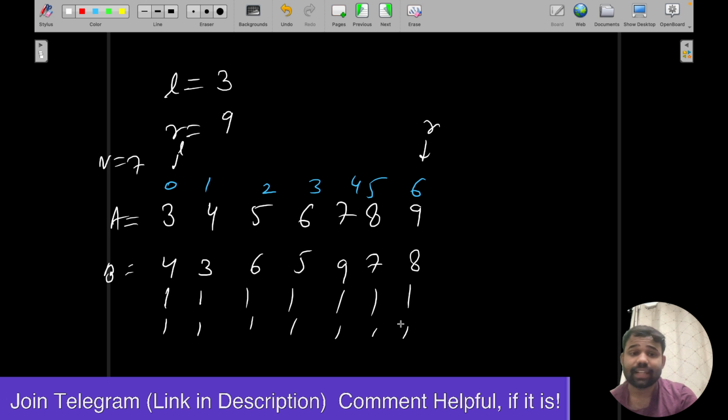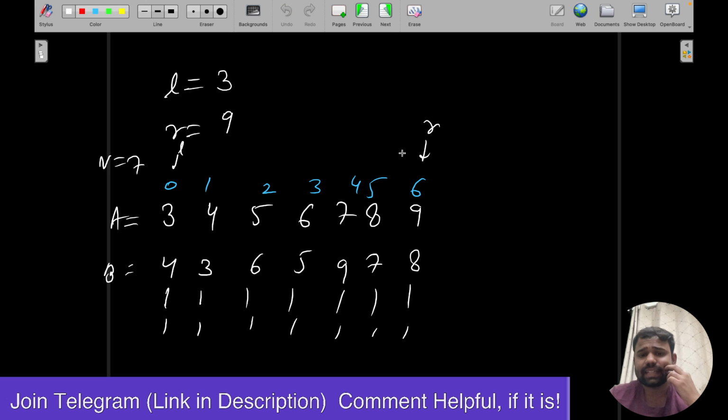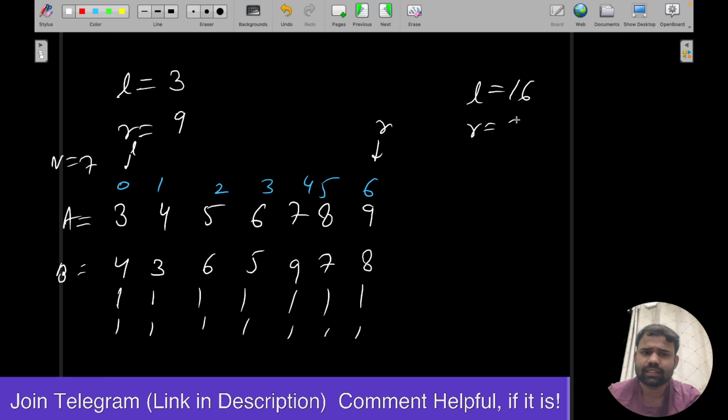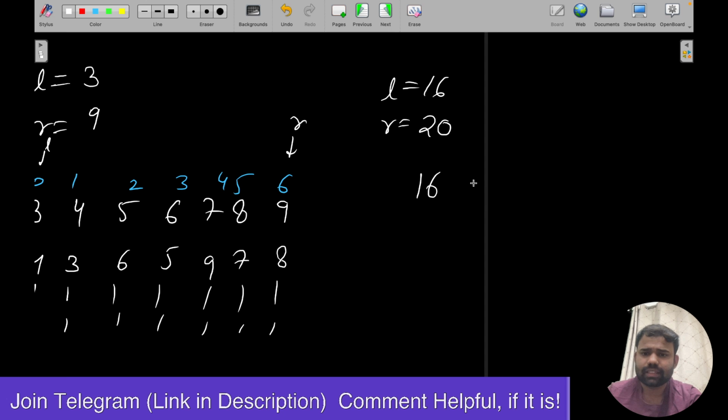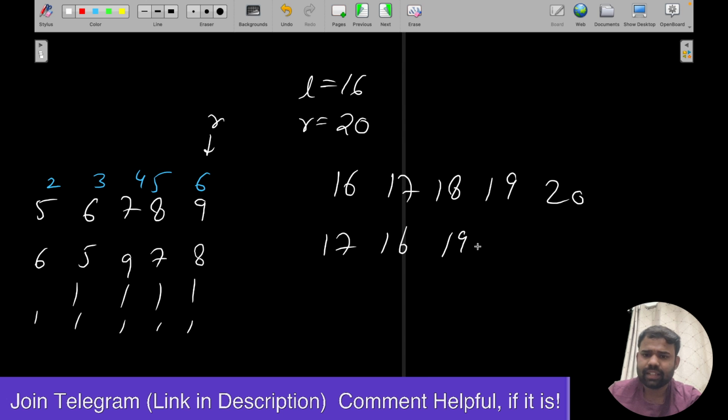But see, if n is even, then the answer always exists. Simply swap the pairs. If n is odd, in this case the answer exists, basically the case where both the values are odd. But I think there is a case when it will not exist. For example, if let's say L is 16, R is 20. So it will be 16, 17, 18, 19, 20. It will be 17, 16, 19, 18. Now this 20 cannot be swapped with any of the numbers. And in this case, the answer will be minus 1.